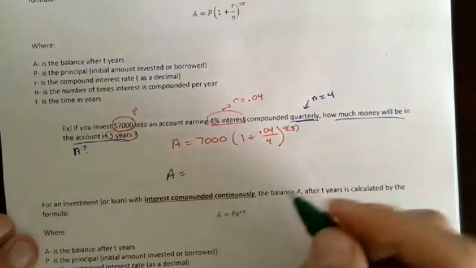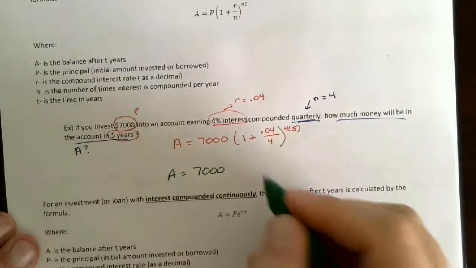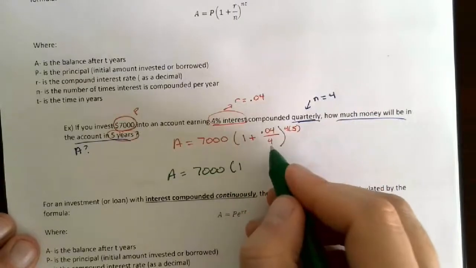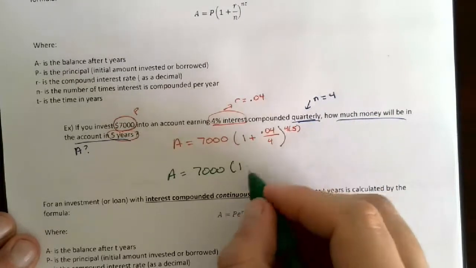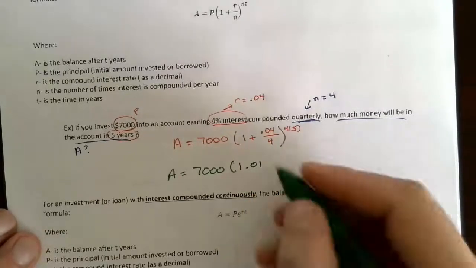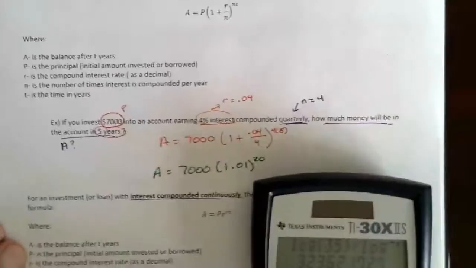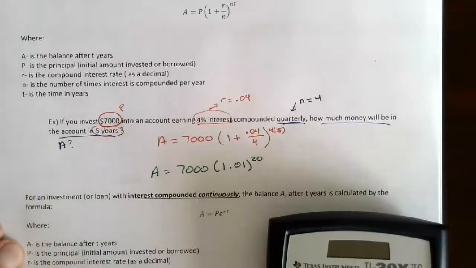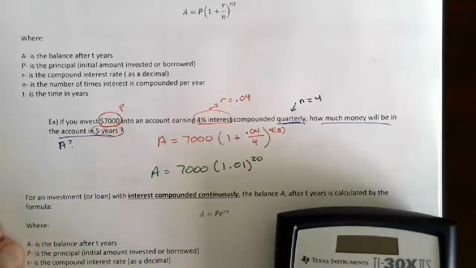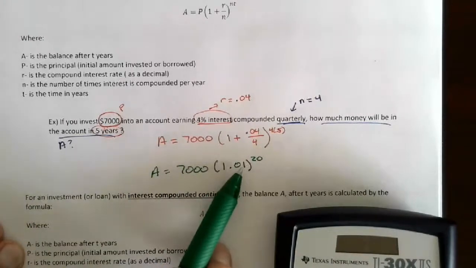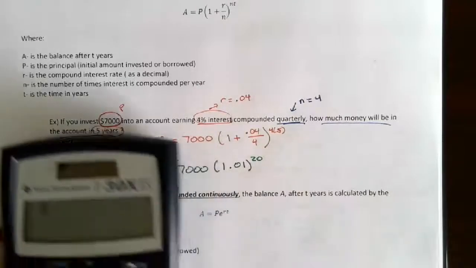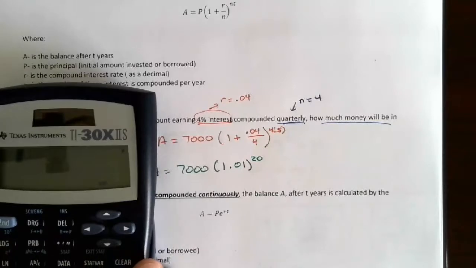So we have A equals 7,000 times 1 plus 0.04 divided by 4, which is just going to be 0.01. So this is 1.01, because 1 plus 0.01, to the 4 times 5, which is the 20th power. And we'll evaluate this on our calculator. If you have a calculator that displays everything on the screen, you could type it in as you see it. If you have a calculator that doesn't display everything on the screen, you want to raise to the power first, follow your order of operations, and then multiply by the 7,000. So in doing this, let's see what we get. 7,000 times 1.01, that part raised to the 20th power.